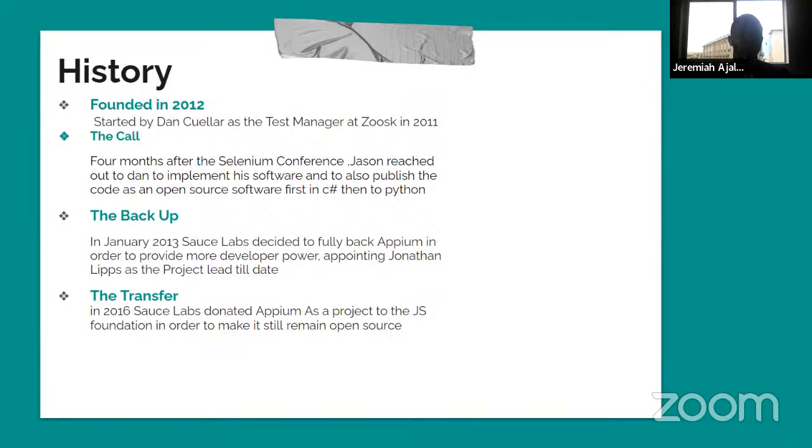Then in 2013, they got funding and backup from Source Labs to enhance the whole APM software and make it more efficient. A new project lead was appointed, Jonathan Leeds, who is still the current project lead to date. Then in 2016, Source Labs sold the APM software as a project to JS Foundation in order for it to be adequately funded to enable it to be open source software.